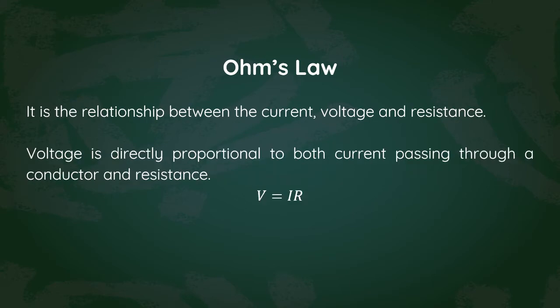And voltage is directly proportional to both the current passing through a conductor and the resistance. Thus, you have an equation: V is equal to IR. So that's Ohm's law, showing the relationships between current, voltage, and resistance.